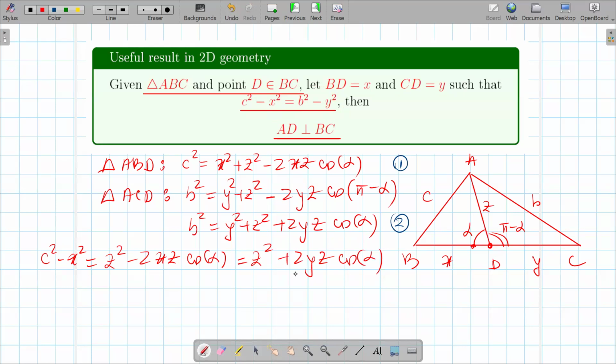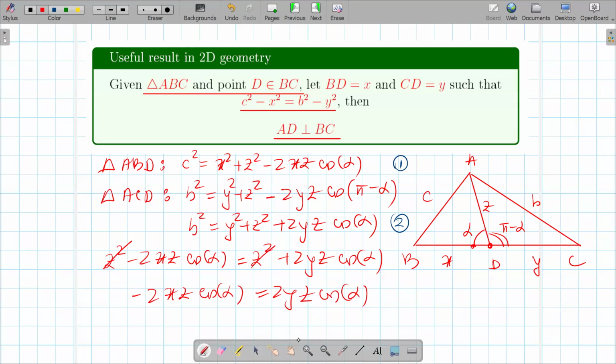All right. So actually, I'm interested in this equality, and I hope it's clear how I got this equality. So now, looking at this equality right here, z squared and z squared cancel each other. So negative 2xz cos of alpha is equal to 2yz cos of alpha, no?